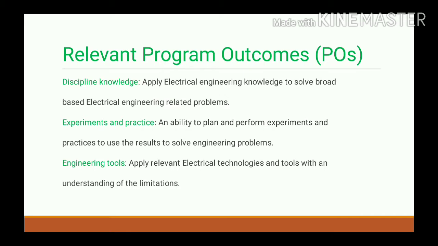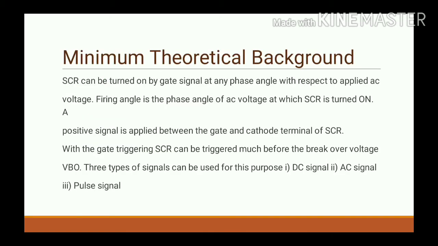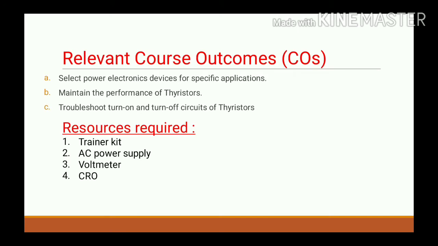and engineering tools. Second, the minimum theoretical background for this practical is: SCR can be turned on by a gate signal at any phase angle with respect to a supplied AC voltage. Firing angle is the phase angle of the AC voltage at which SCR is turned on. Then a positive signal is applied between the gate and cathode terminal of an SCR, with the gate triggering, SCR can be triggered much before the breakover voltage VBO. Three types of signals can be used for this purpose, that is DC signal, AC signal and pulse signal.